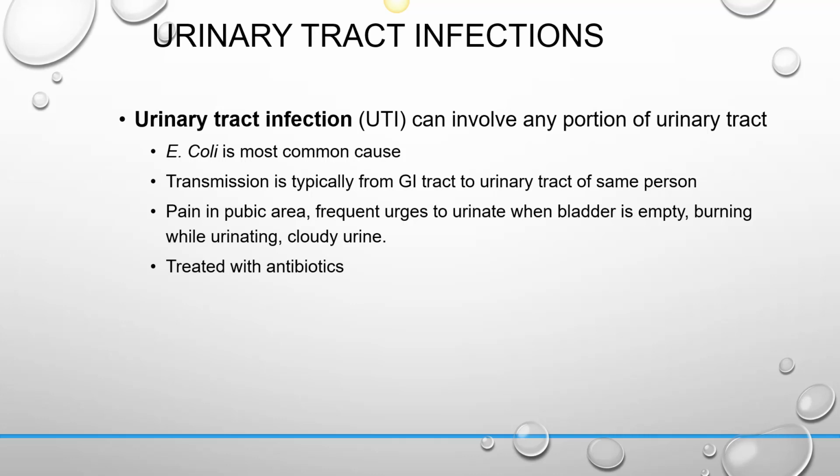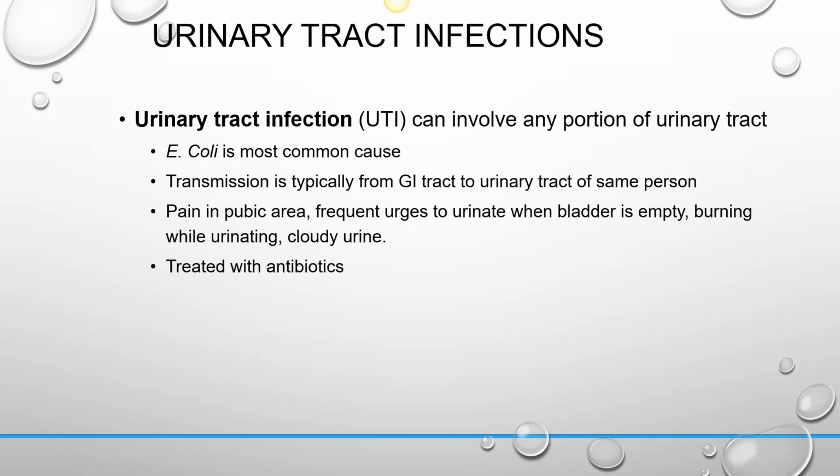For urinary tract infections, or UTIs, they can involve any portion of the urinary tract. E. coli is the most common cause, and the transmission is typically from the GI tract to the urinary tract of the same person. So from that person's anus to their urethra. For this reason, UTIs are more common in women than in men because the distance between the anus and the urethra is shorter in a woman than it is in a man. So women are more likely to get infected.